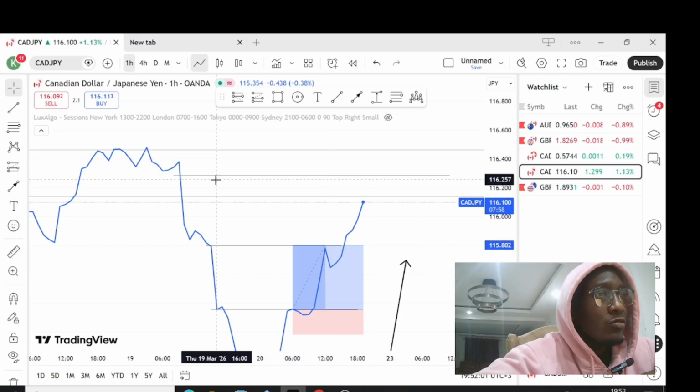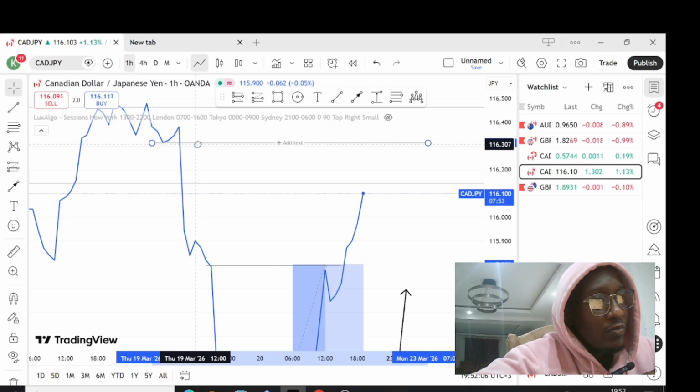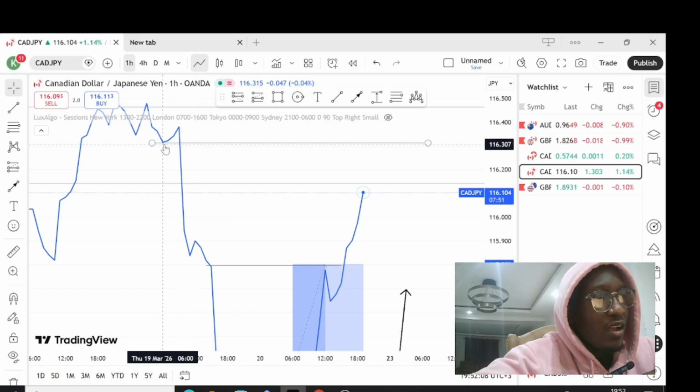So yeah, I think it's something like that. Or you can, but I'm pretty sure the market will come there. Use this first corner.